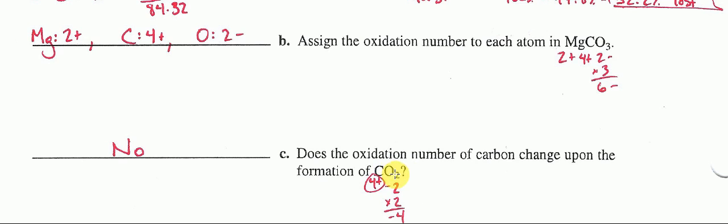Here's oxygen with the -2. There are 2 of them, so that's a total of -4. That -4 needs to be balanced out by this single carbon, so this single carbon must be a +4. +4 here in magnesium carbonate, +4 in carbon dioxide, so no, there is no change upon the formation of carbon dioxide.